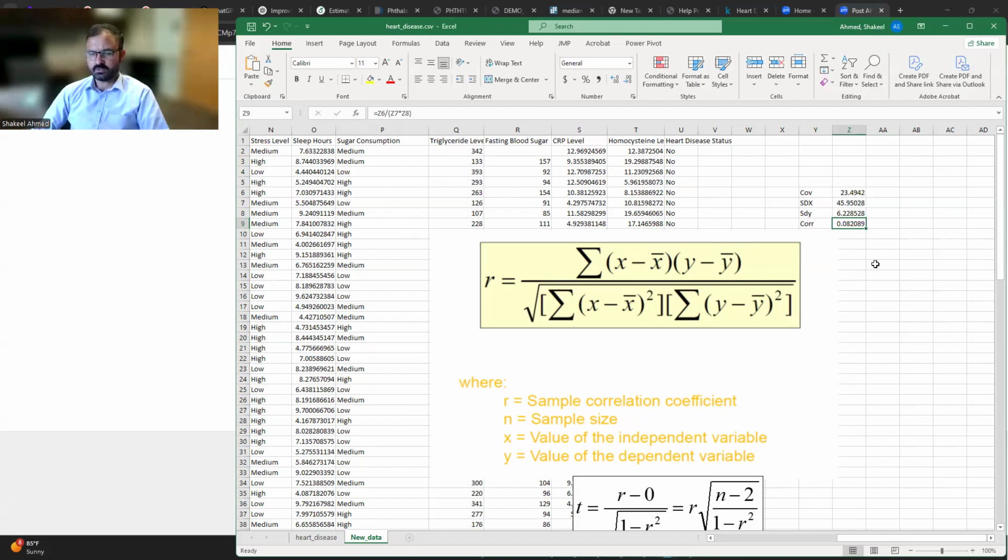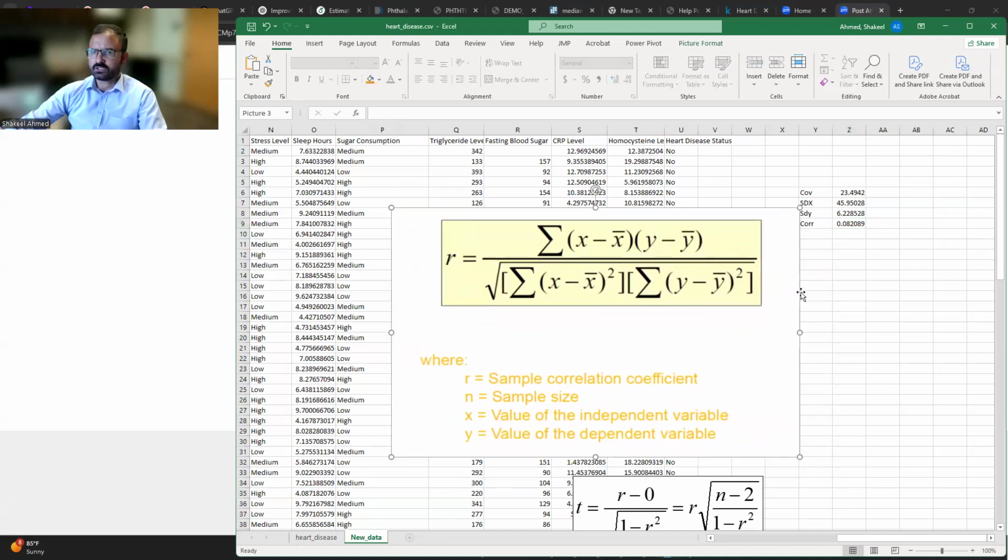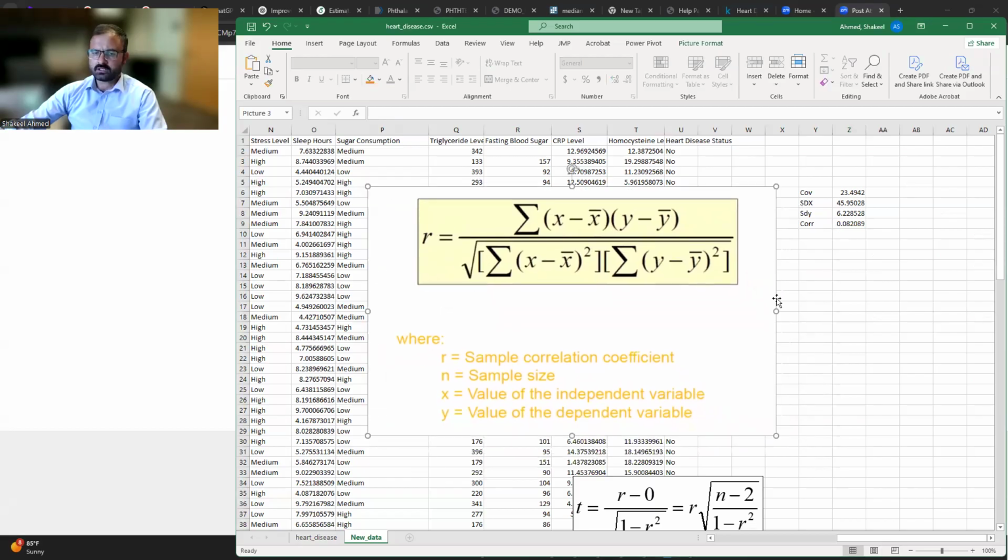1 means there is a perfect positive correlation between X and Y, and minus 1 means there is a perfect negative correlation between X and Y. 0 means there is no correlation. So the correlation is very low in this case, and we can check whether this correlation coefficient is significant or not.